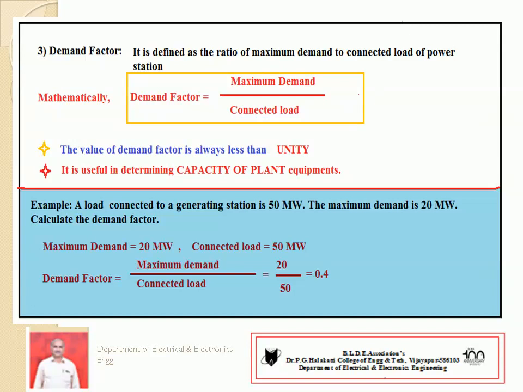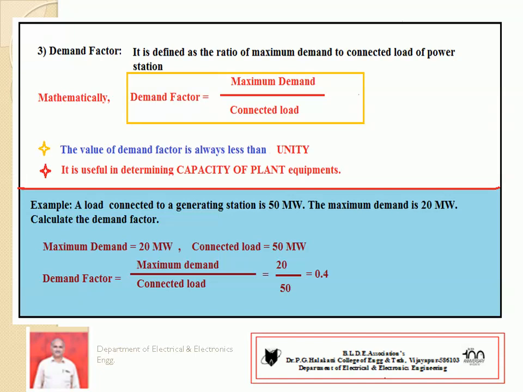Next, one more important factor, demand factor. Demand factor is defined as the ratio of maximum demand to the connected load. Its value is always less than unity because maximum demand is always less than connected load. If you have connected all your equipments in your house, you can't use all equipments at a time. That is the meaning.